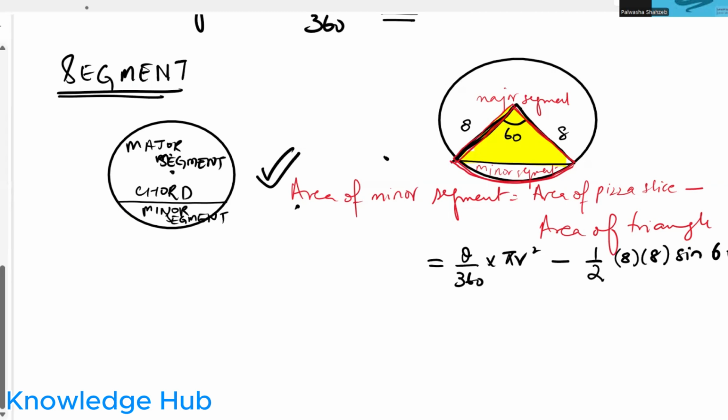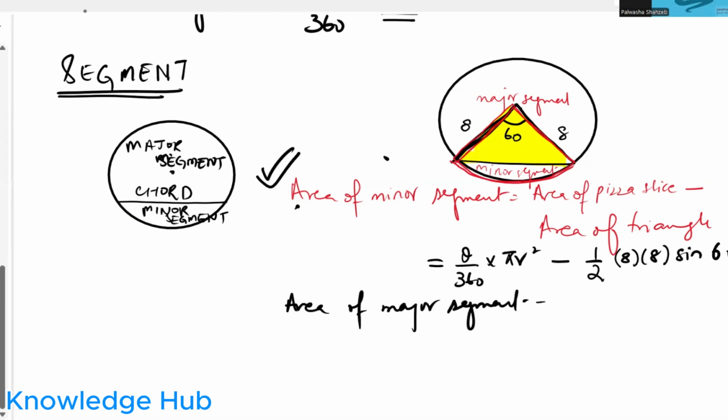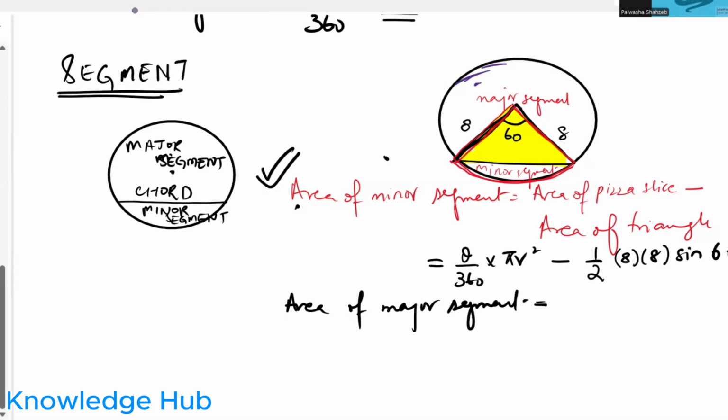Okay, now how to find out the area of major segment? First of all, identify the major segment. Where is the major segment? Identify where is the major segment. Okay. The major segment is this all. This is the major segment. This is all the major segment, right? So for this major segment, how can we find out the area of a major segment?